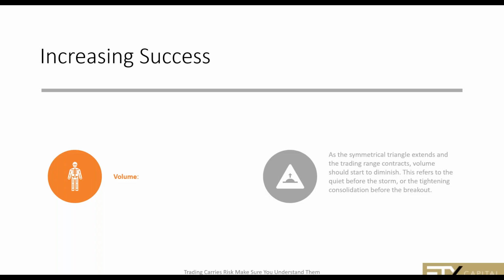Then we always want to look at volume. As the symmetrical triangle extends and the trading range contracts, volume should start to diminish. This refers to a quiet before the storm, or the tightening consolidation before the breakout.